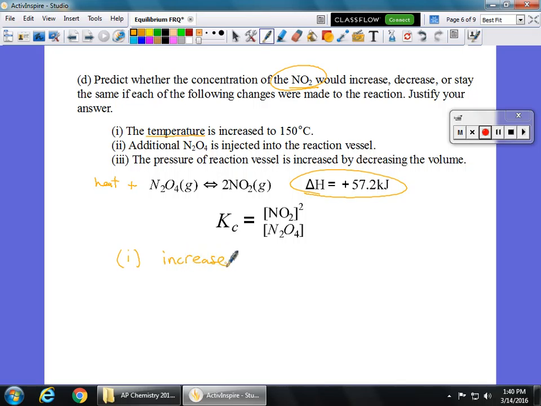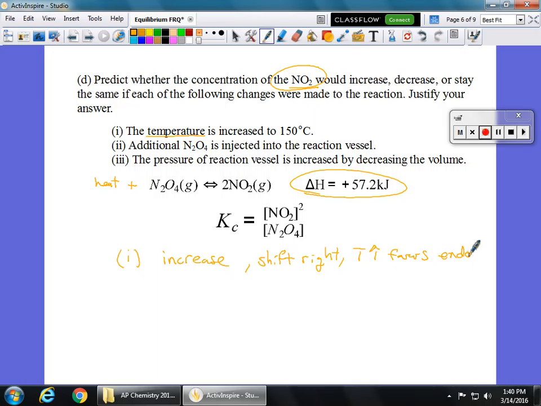And you need to have both which way it's going to change as well as the why. So it's going to increase. Why is it going to increase? It's going to increase because of a shift to the right. And I'm just writing out the words shift right. I'm not writing a full explanation. And it's going to shift right because increasing temperature favors endothermic.